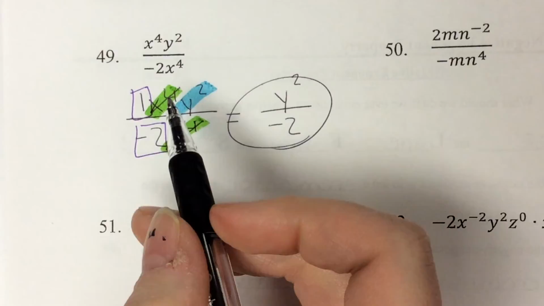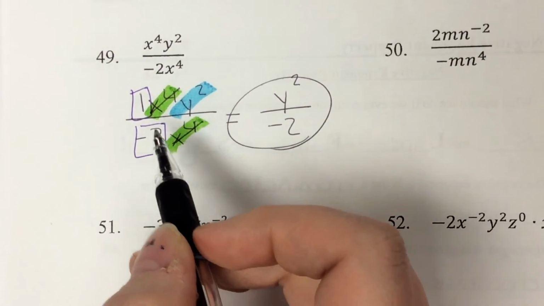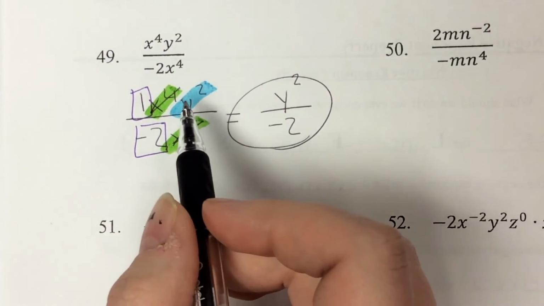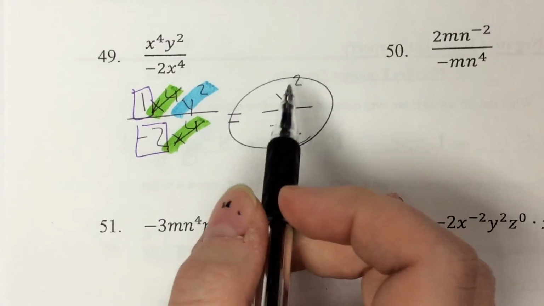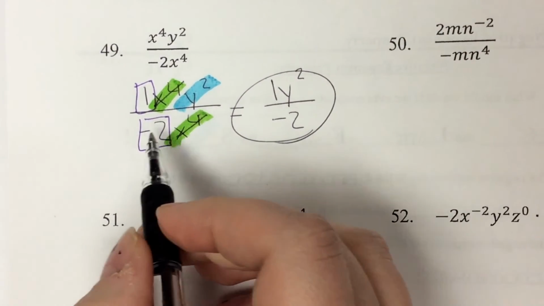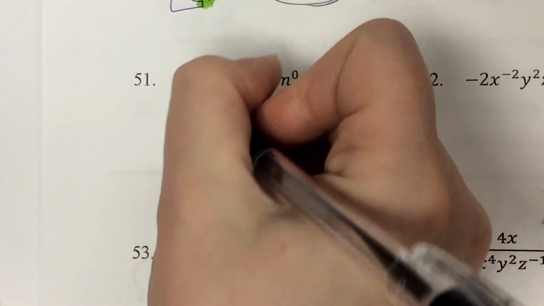All right, in this one, x to the fourth and x to the fourth, you subtract those exponents and 4 minus 4 is 0. They kind of cancel each other out. Then you're left with just y squared in the top, 1y squared if you want to be specific, and all that's left in the bottom is negative 2. All right, 51. Let's rewrite it.